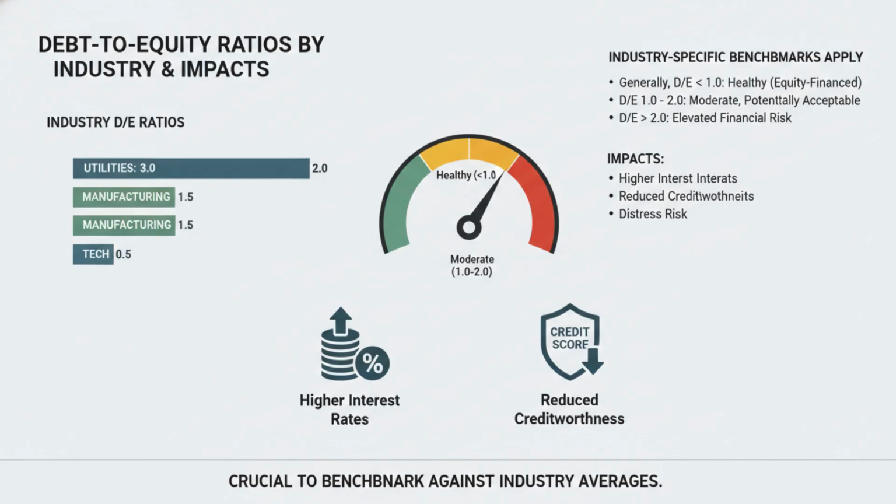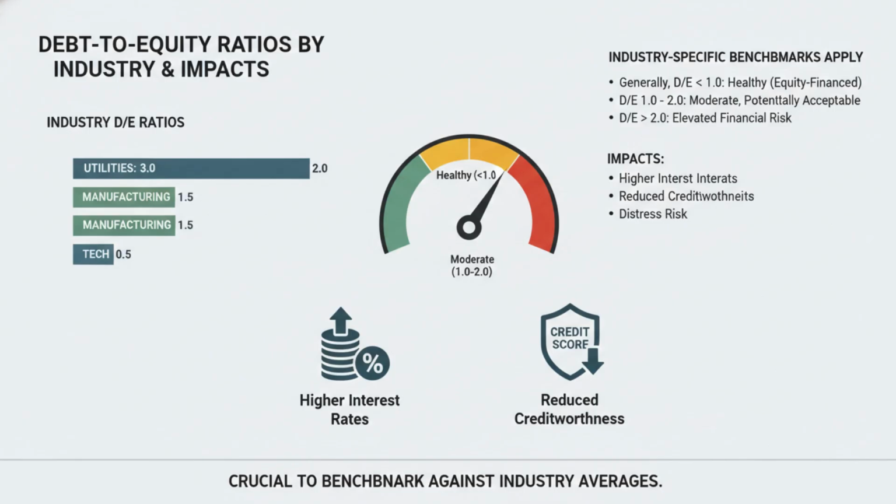Interpreting the debt-to-equity ratio isn't a one-size-fits-all endeavor. What constitutes a good ratio can vary significantly by industry, as different sectors inherently have different capital structures. For instance, a capital-intensive industry like utilities might have a higher D/E ratio than a tech startup. Generally, a ratio below 1.0 is often considered healthy, indicating that a company is primarily equity financed.